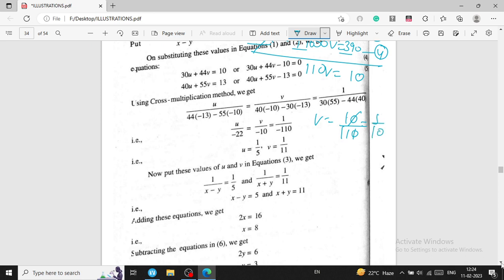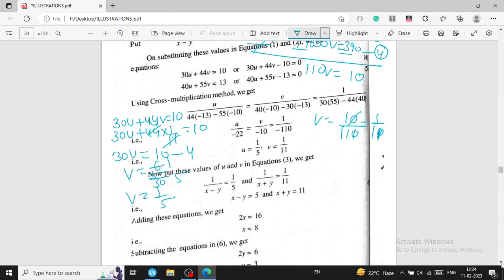Now substitute it in the first equation, that is 30u plus 44v is equal to 10. 30u plus 44 multiplied by 1 by 11 is equal to 10. 11 fours are 44. 30u is equal to 10 minus 4, so 30u is equal to 6. u is equal to 6 by 30. 6 ones are 6, 6 fives are 30. u is equal to 1 by 5.